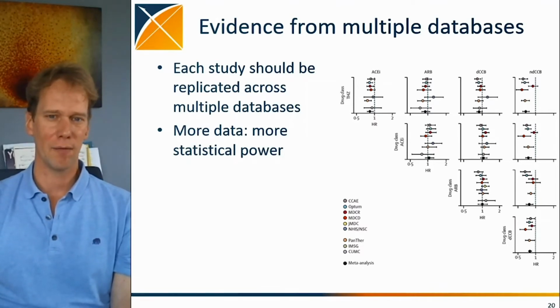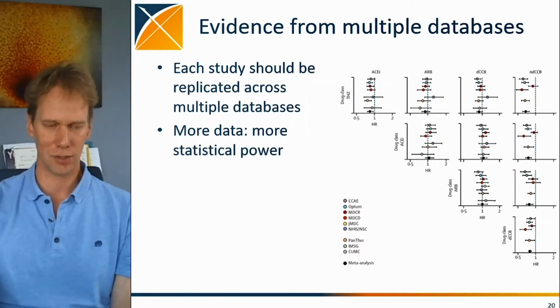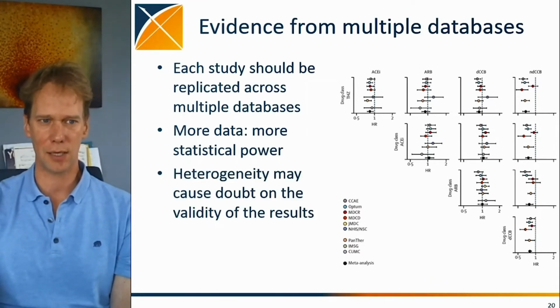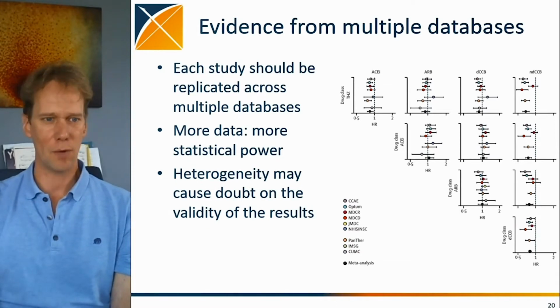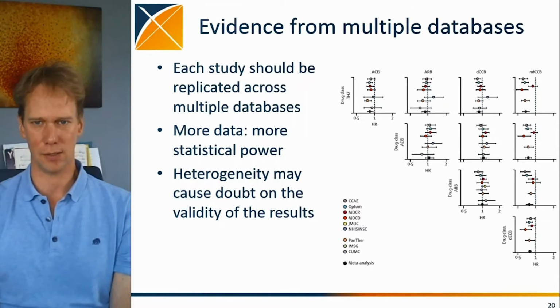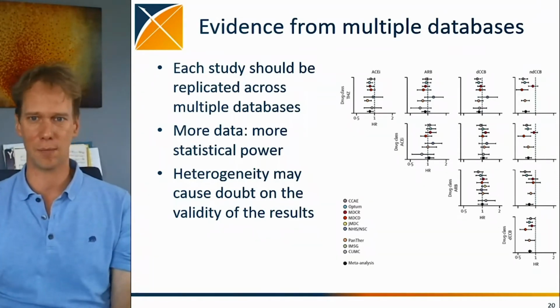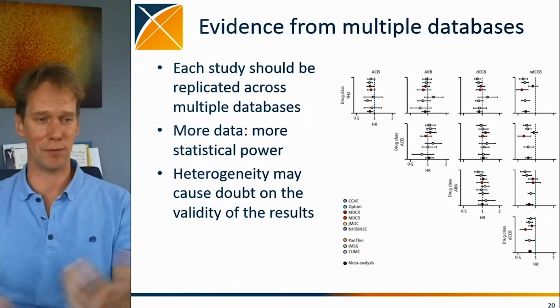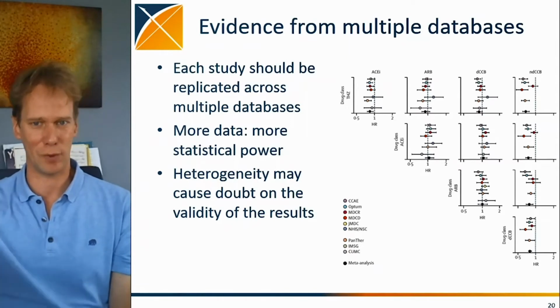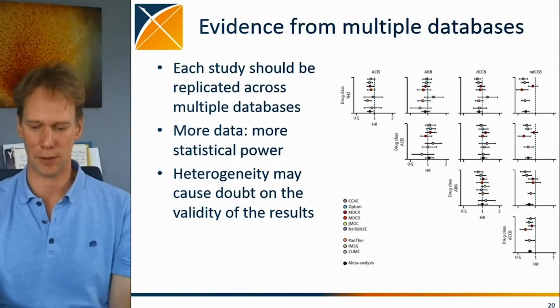But for me, actually, the most important reason to run a LEGEND study across multiple databases is to see whether we actually find the same effect in all of the databases. If we were to observe something in one database but not in 8 others, then that would actually make me doubt the result. Whereas if we do replicate it everywhere, at least then we've passed that point of falsification.